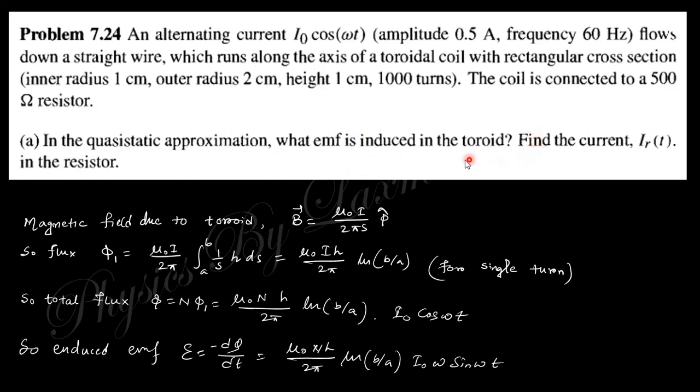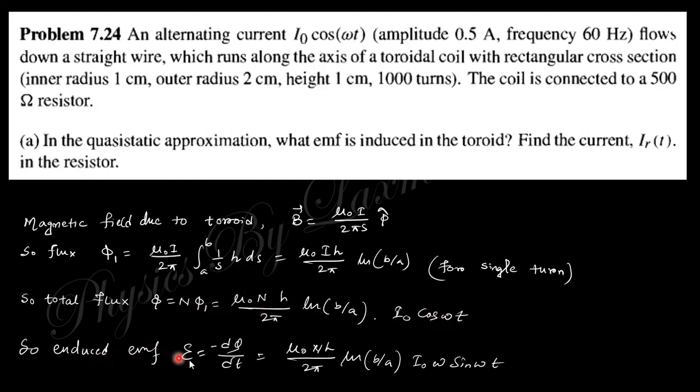You need to find the induced EMF within this toroid and find the current. So the magnetic field of a toroid will be like that, mu naught n i, where n is the number of turns per unit length. So the flux will be B into the area, just taking the integration. So the total flux will be N into this, just multiplying by the number of turns.